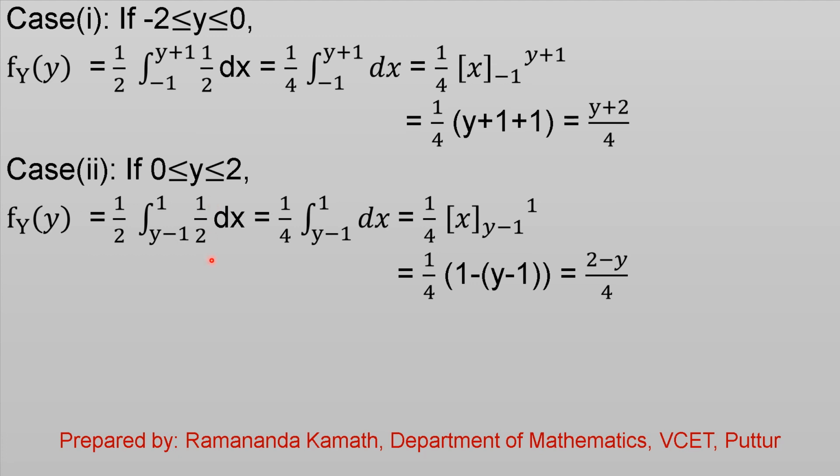Half into the integral from y minus 1 to 1. Now the integrand f_X2 of y minus x will be half, dx. Half into half is 1 by 4. The integral of dx is x, the difference at the upper limit 1 and lower limit y minus 1. So 1 by 4 into, put x as 1, minus, put x as y minus 1. 1 minus of y minus 1 is 1 plus 1, 2, minus y. So 1 by 4 into (2 minus y), or (2 minus y) divided by 4. The probability density function of the sum when y lies between 0 and 2, f_Y(y) is (2 minus y) by 4.